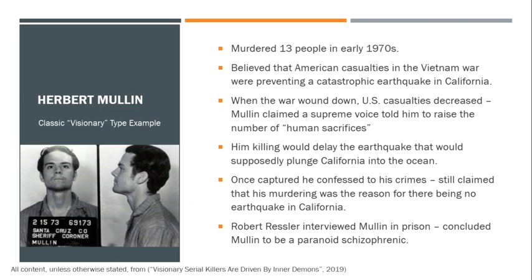An example of this type of killer is Herbert Mullin. He murdered 13 people in the early 70s. He believed that killing people would delay a potential earthquake that would supposedly plunge California into the ocean. Once interviewed in prison, it was concluded that he was a paranoid schizophrenic.